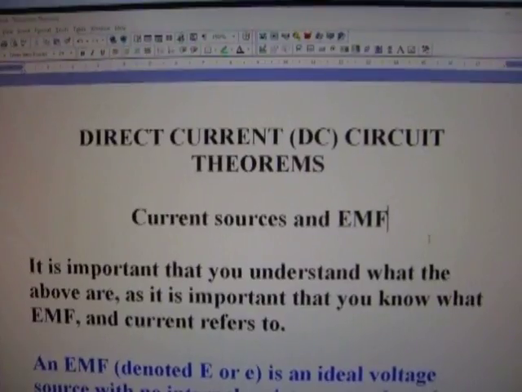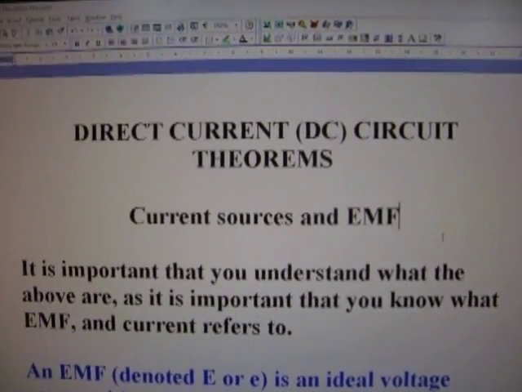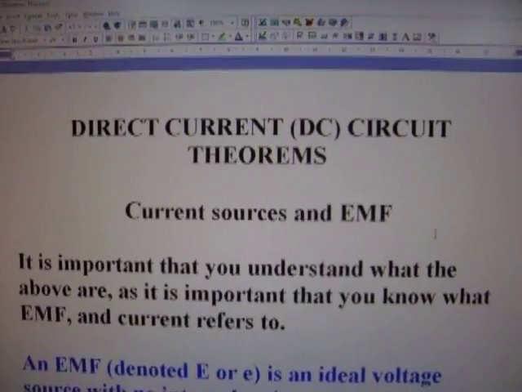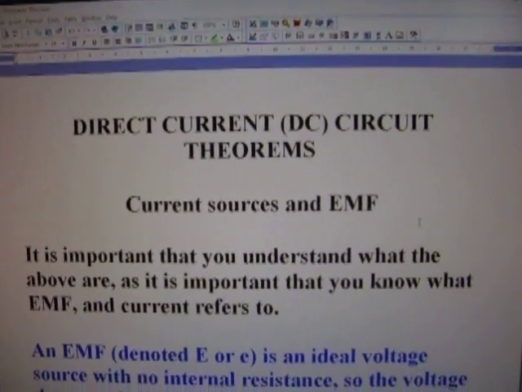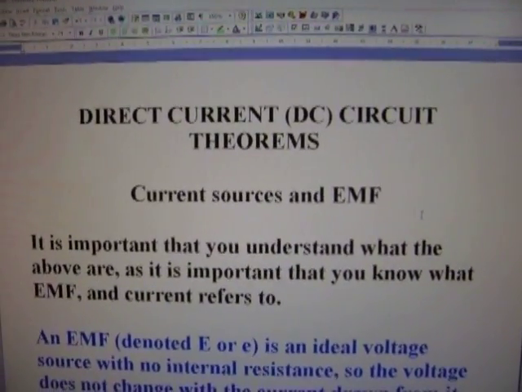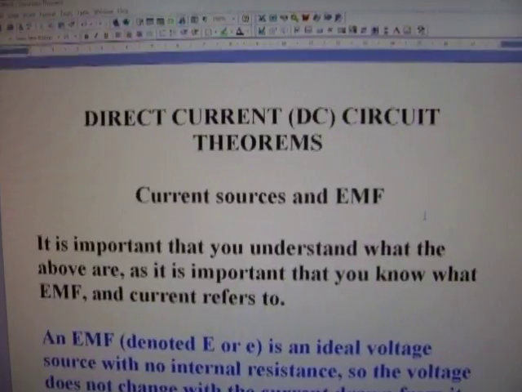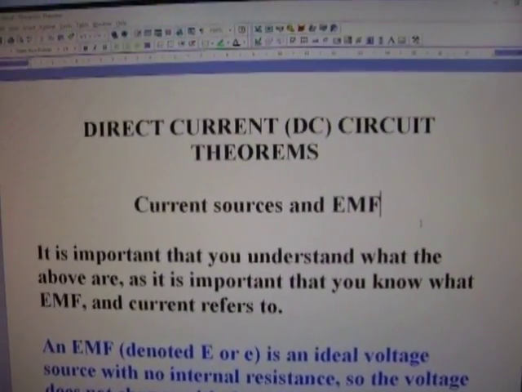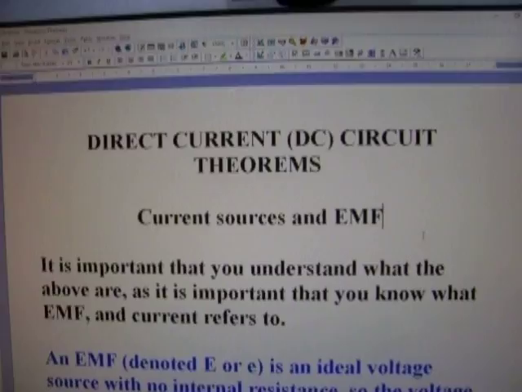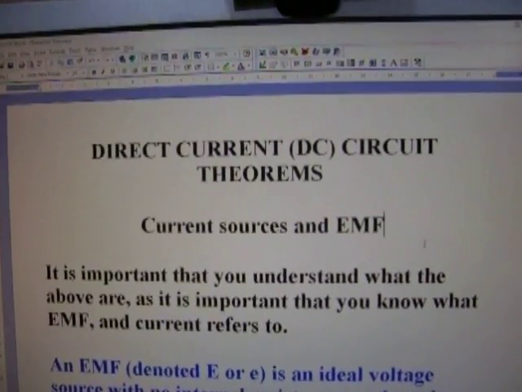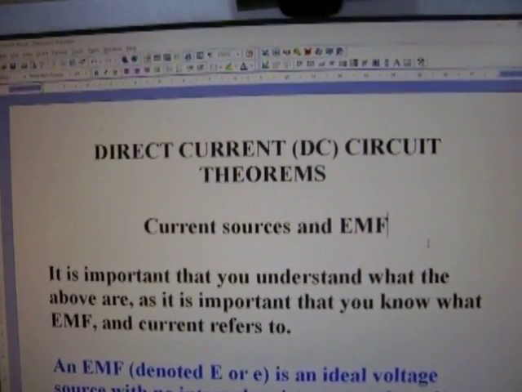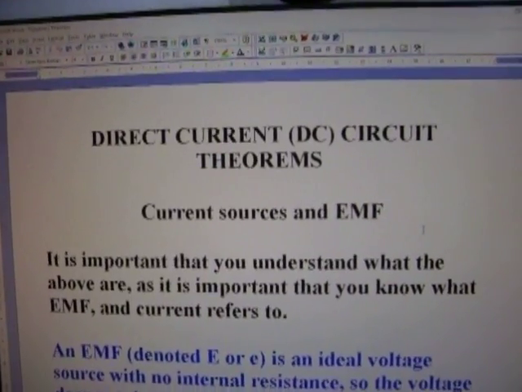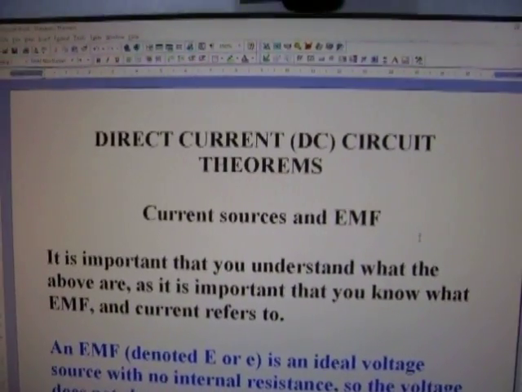I want us to have a look at direct current DC circuit theorems and current source and EMF. Now what I'm hoping to do is for us to look at and go into Thevenin's theorem and circuits with an applied EMF in the circuit.